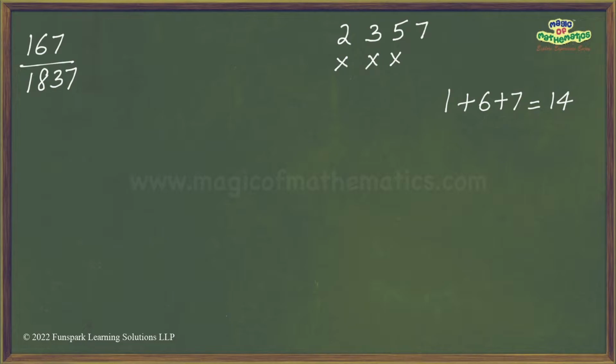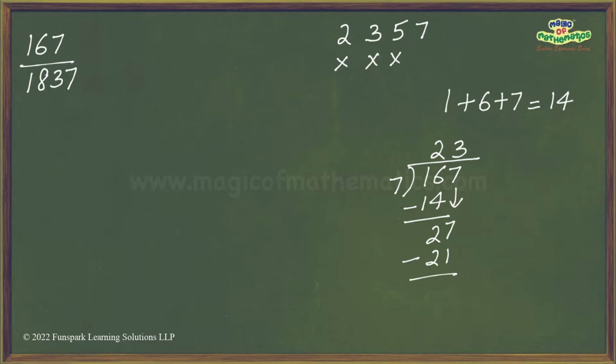Next is 7. Let us try to divide 167 by 7. 7 times 2 is 14. 16 minus 14 equals 2. I bring down the 7. 7 times 3 is 21. 27 minus 21 gives me 6. We get a remainder, hence 167 is not divisible by 7 as well.